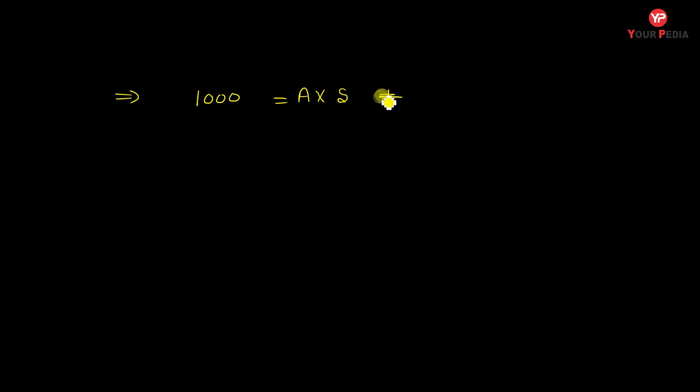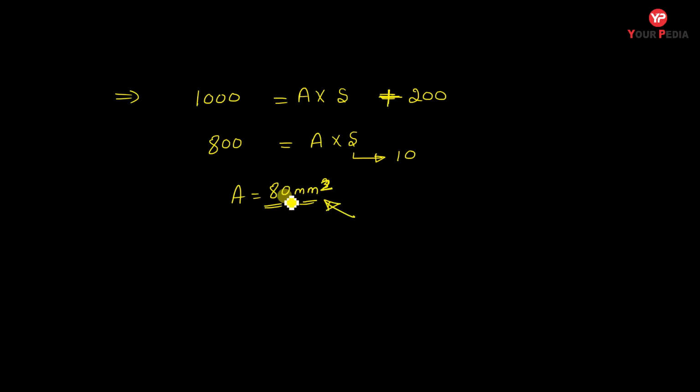plus the loss of metal, for example, is 200. I am not bothering about units, so it is 800. And area into speed, where the speed given in the question is 10 mm per second, so the area of the weld bead we obtain is 80. Now what is this area? This is the area which can be filled at the speed of 10 mm per second if this much amount of metal is lost out of the total metal transfer.